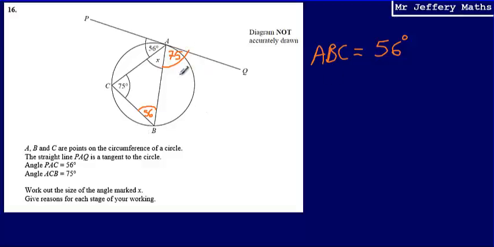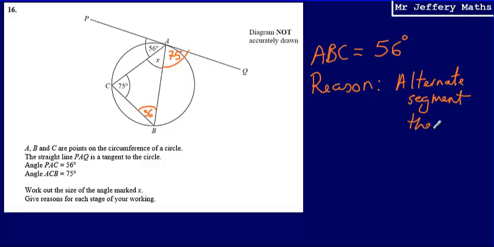So what I'm going to say for this answer is that angle ABC is equal to 56, and my reason for this is that I've used the alternate segment theorem.